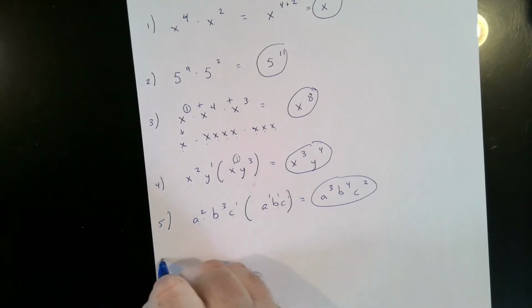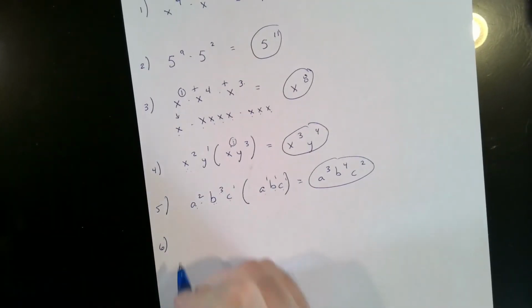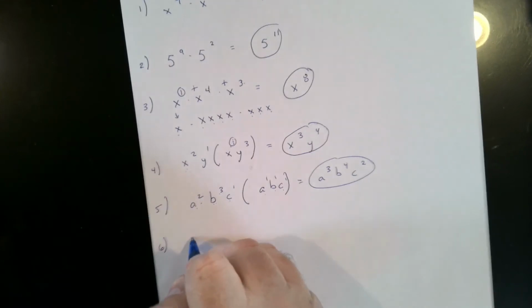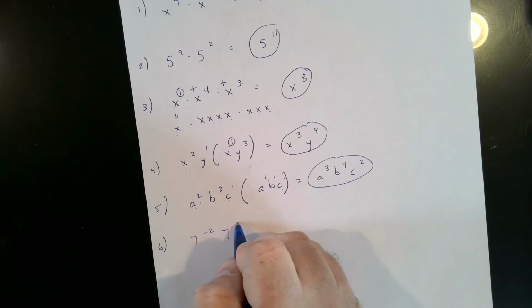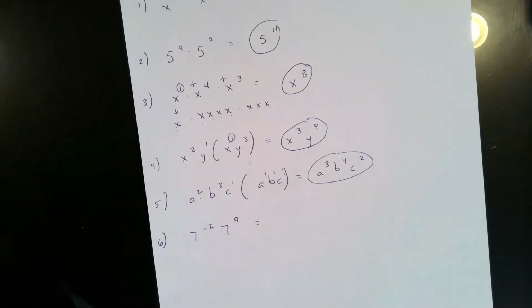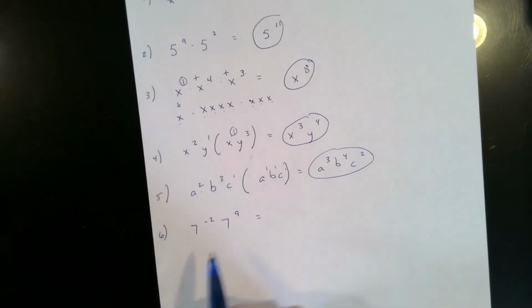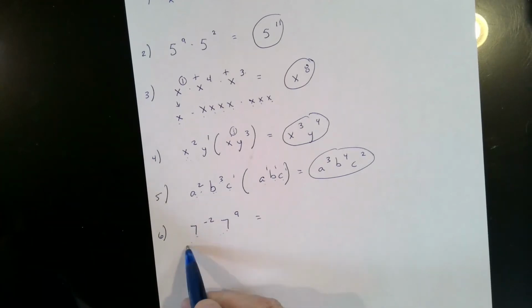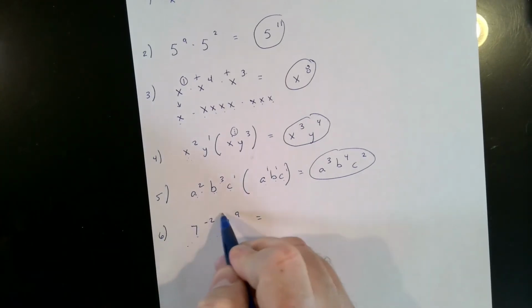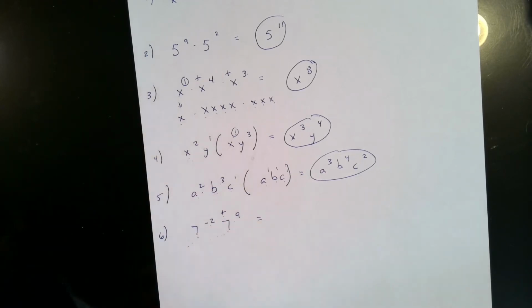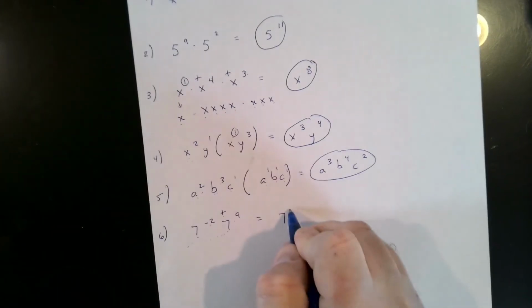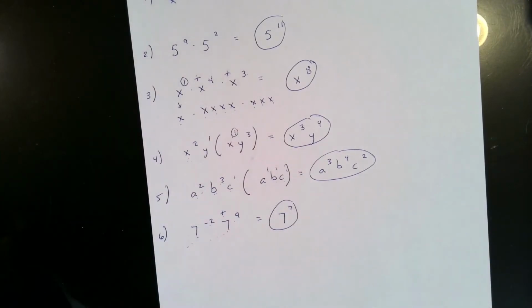Okay. What happens if we have negative exponents? So we have something like 7 to the negative second times by 7 to the ninth power. Okay, same rule applies. As long as the bases are the same, we don't times those, and we just add the exponents. So negative 2 plus 9, signs are different, we should be taking away and keeping the sign of the bigger one. So we end up with 7 to the 7th power.